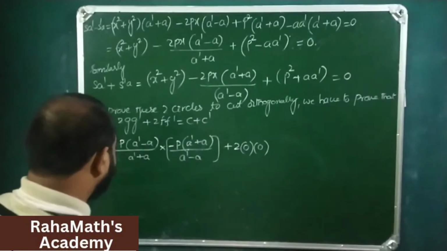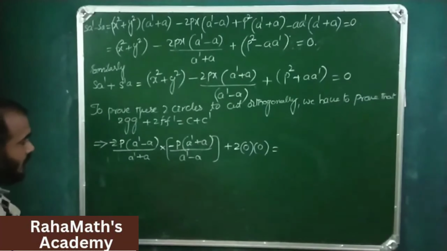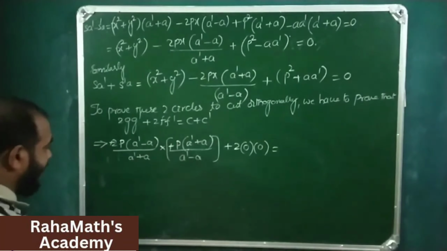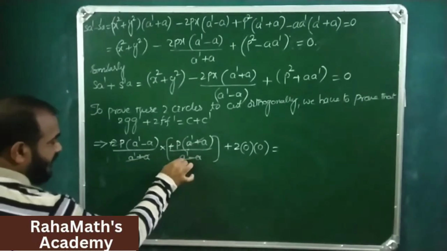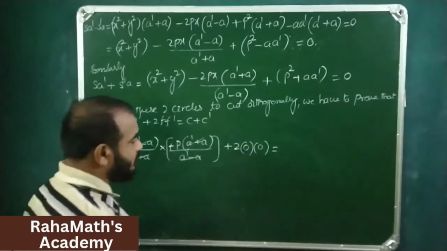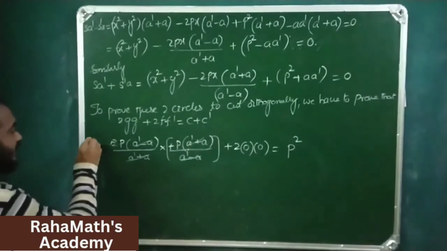So let us see what happens. Minus of minus is plus, a dash plus a gets cancelled, a dash minus a gets cancelled. So p into p is equal to p square. So this is our LHS.